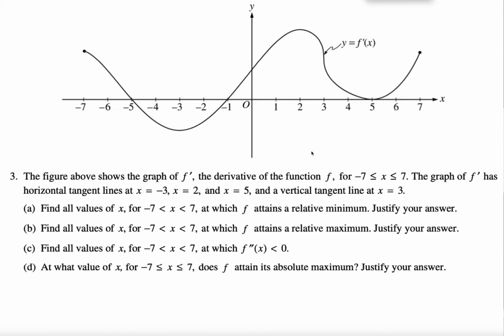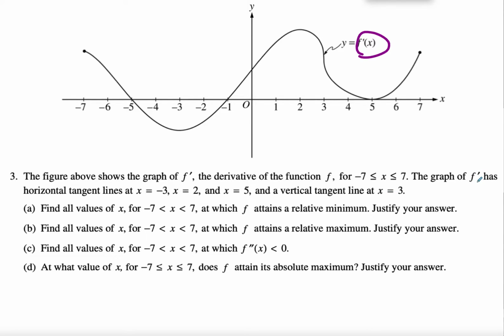So as you can see here, the graph that you see is the first derivative of f. Notice that f prime has horizontal tangent lines when x equals -3, x equals 2, and x equals 5, but a vertical tangent when x equals 3. What does it mean by vertical tangent? That means when f prime is not defined.